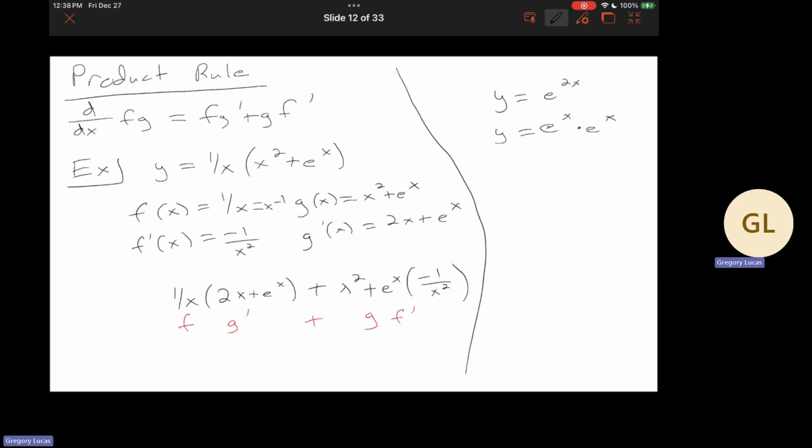So now we can use our product rule. F of x is e to the x. G of x is e to the x. So then f prime is e to the x. G prime is e to the x. And then we can go ahead and plug that in. They're all the same thing, so it doesn't really matter. So we have e to the x times e to the x plus e to the x times e to the x. If we multiply these together, we're going to end up having e to the 2x. And then we have 2 of them, so we have 2e to the 2x. So that's just a little creative example.